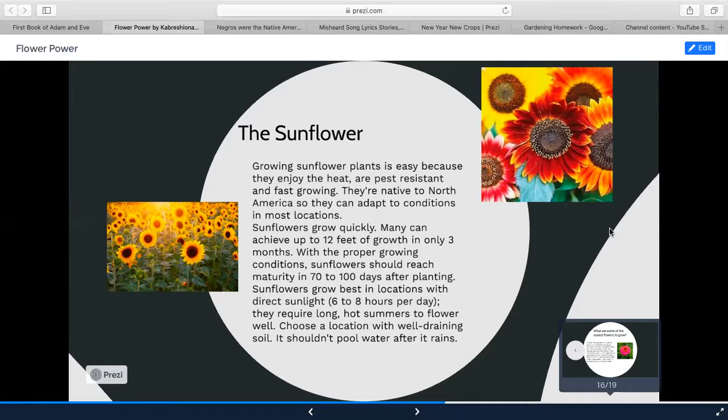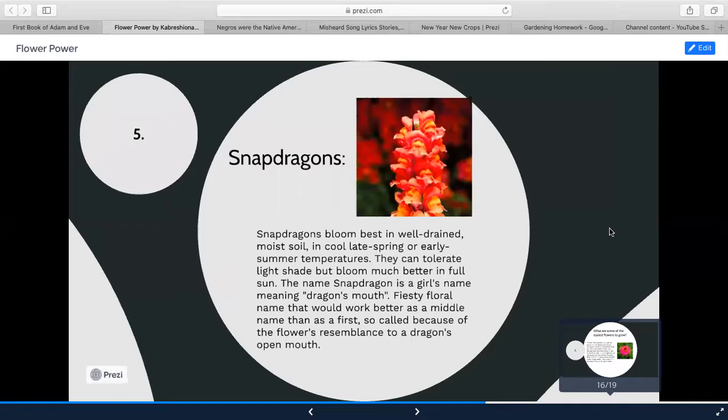And it only takes 3 months to get that big, right? So they reach their full growth in about 100 days, and they grow the best when they're in direct sunlight. So that's the sunflower.